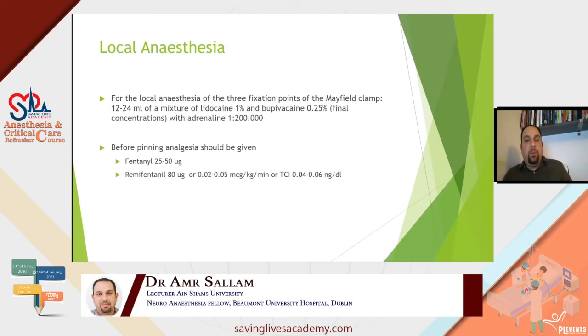A lot of people would use fentanyl, 25 or 50 mics of fentanyl to be given as a bolus, or the people who would use remifentanil will start the remifentanil from this point. And I can tell you now, there are 3 doses and 3 ways. People will give it as an IV bolus, and I don't encourage that at all. Or even start it with an infusion between 0.2 to 0.5 mic per kg per minute, or even as a TCI.